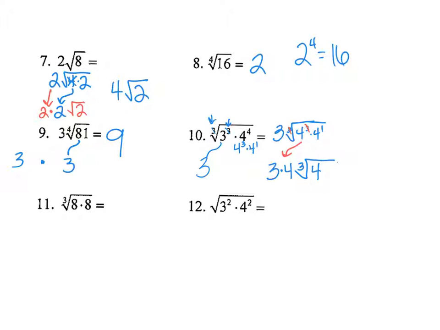Can I cube root 4? What times what times what makes 4? Nothing. So you have to stop. What's my last step for simplifying fully? 3 times 4. Yeah, 12. The cubed root of 4. 12 times the cubed root of 4.